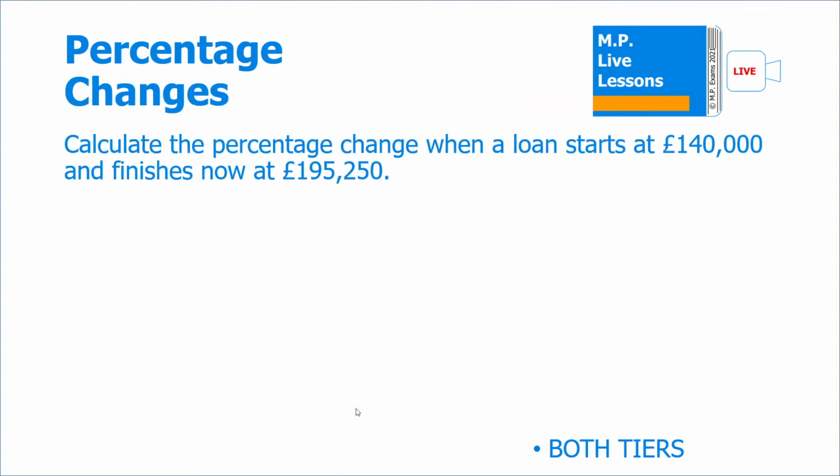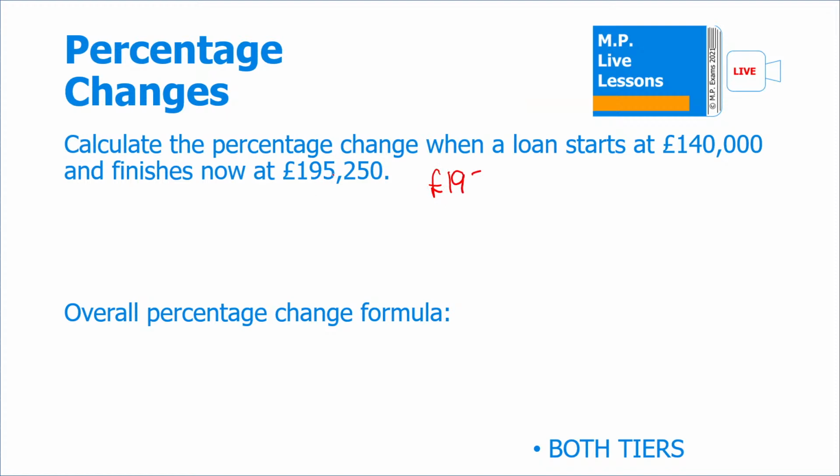For both tiers, you'll need to figure out percentage changes. For example, in this case, calculate the percentage change when a loan starts at 140,000 and finishes at 195,250. What you could do is find the change, which is $55,250. Then divide this by the original amount.